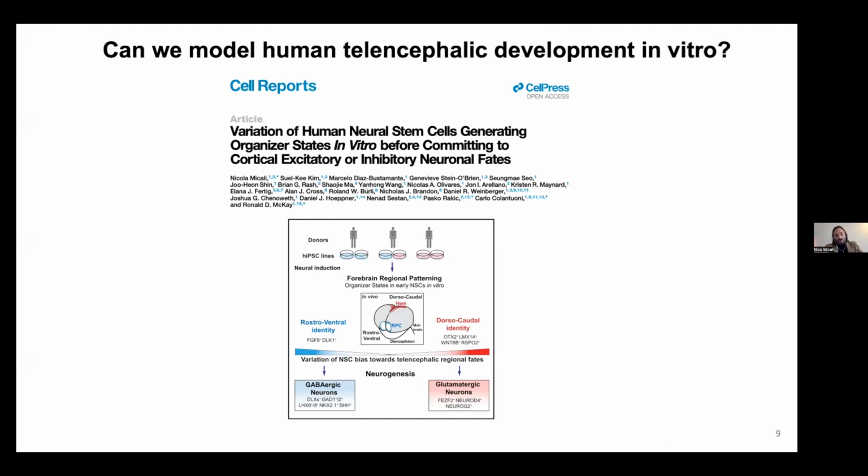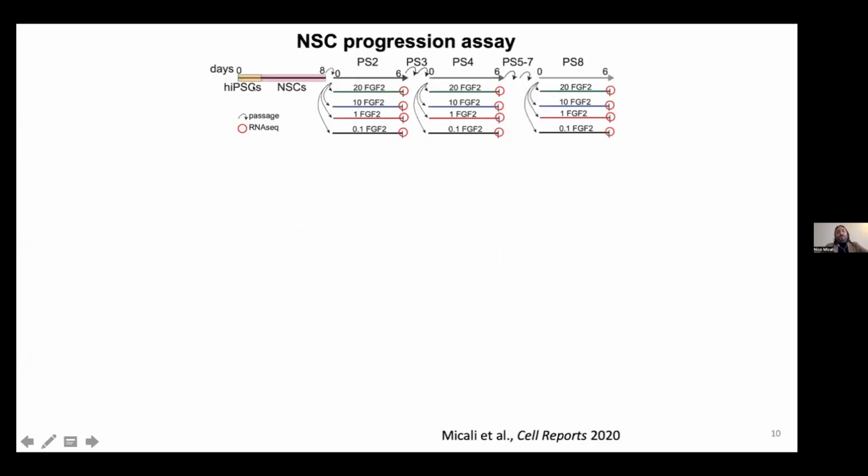Of course, we can, but we need to make sure that we are faithfully recapitulating in vitro the developmental phase that happens in vivo. So this is a work that we published a couple of years ago. This is the work that I did when I was a postdoc in Ron Micali's lab. So what we did here was two types of experiments.